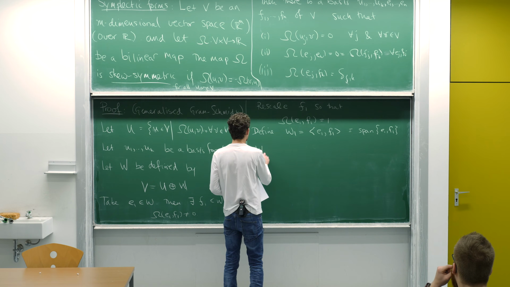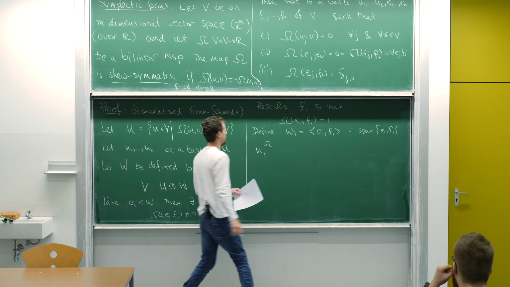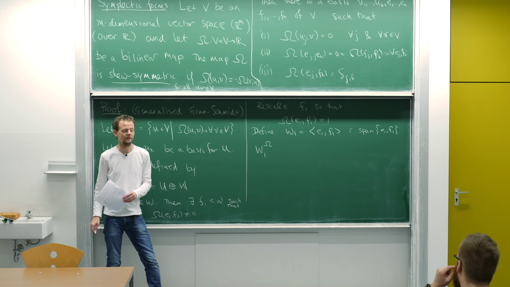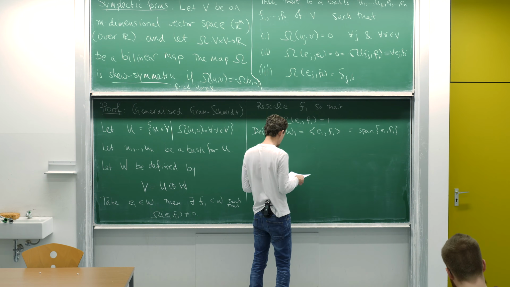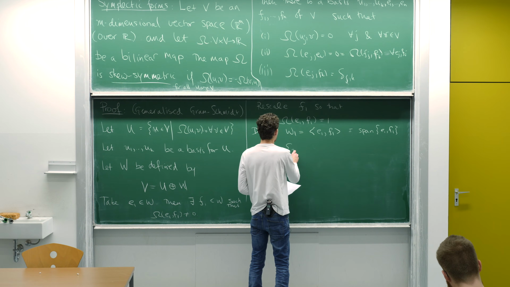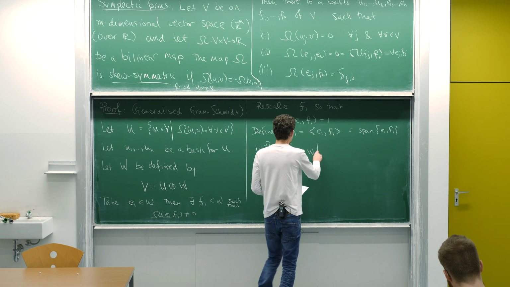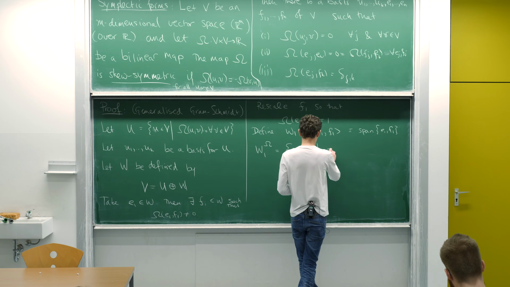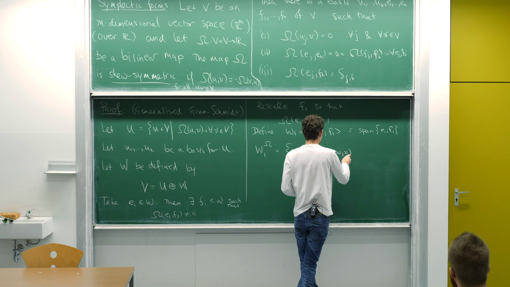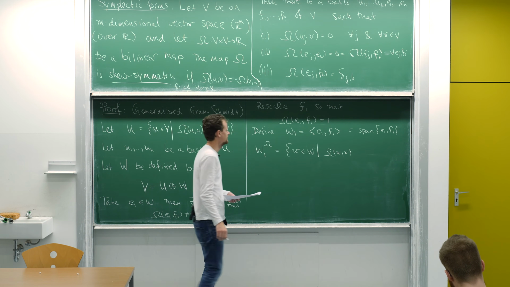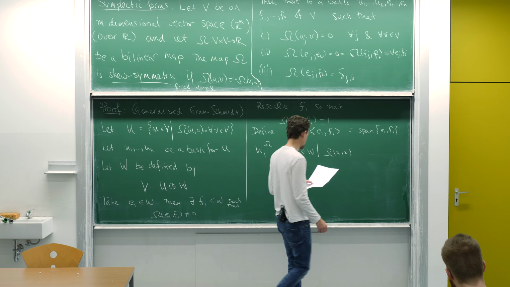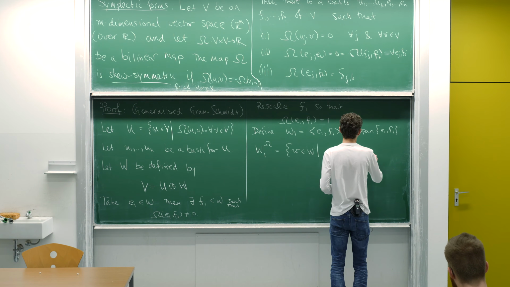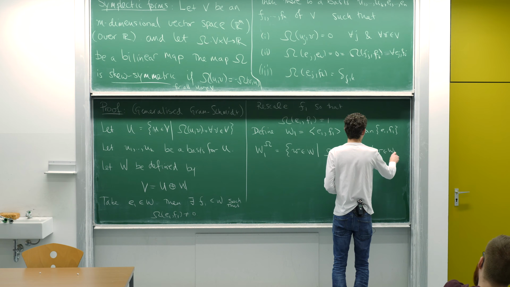Now we're going to build another vector space, W1 omega. What is it going to be? Well, it's going to be everything that's orthogonal via omega with this space here. So it's the set of all w's such that when you evaluate the skew symmetric map on w and v, you get 0 for all v in W1.